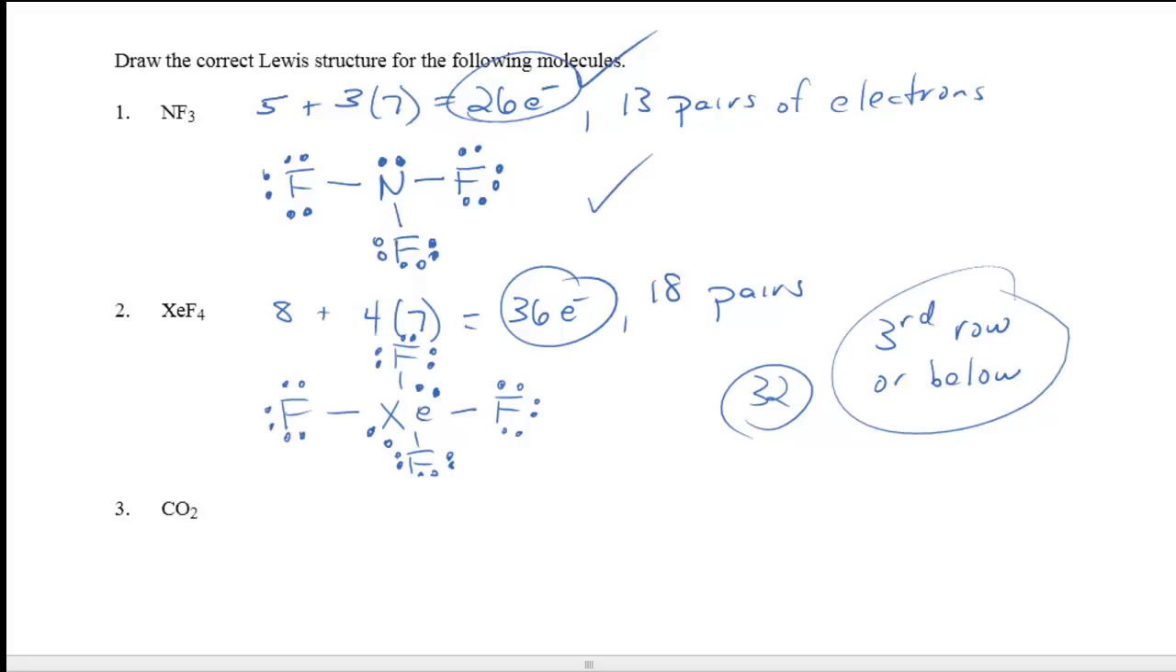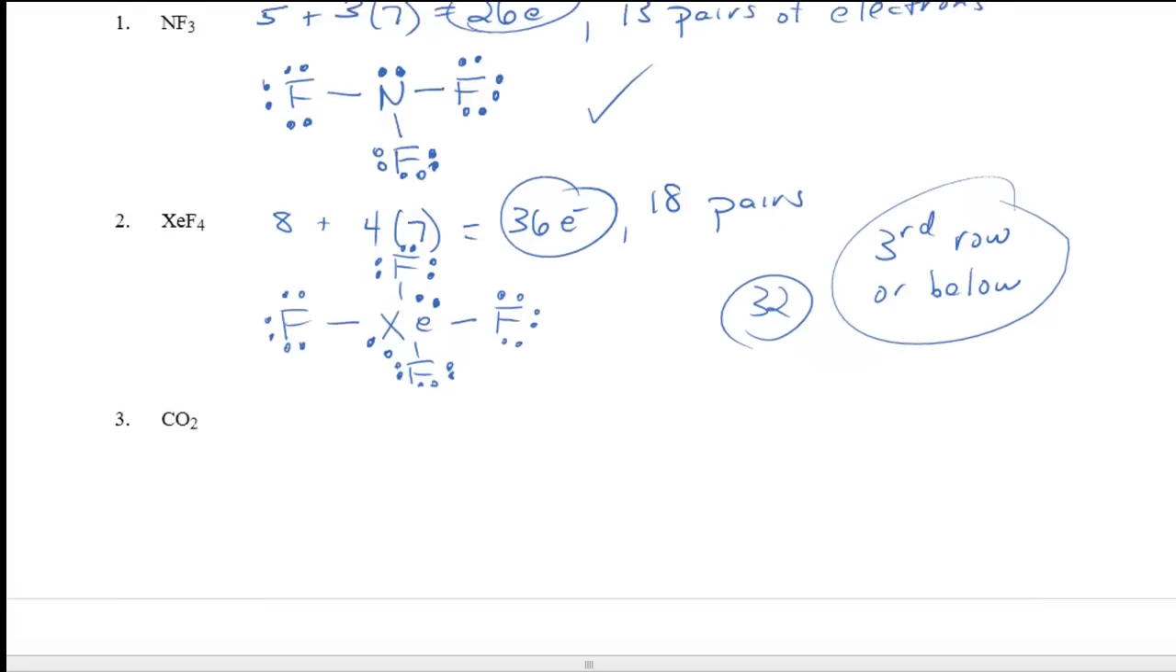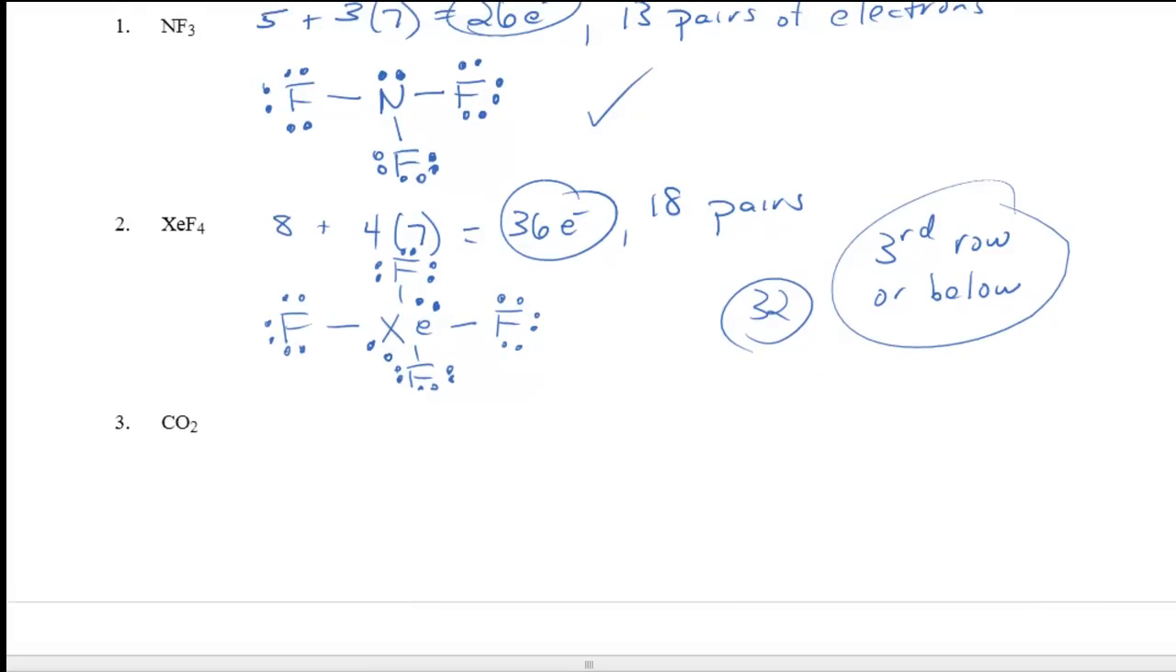All right, so the last one, carbon dioxide. So, carbon's in group 4 or group 14. So we count the dots. First rule, valence electrons. 2 oxygens. Oxygen's in group 6 or group 16. 6 valence electrons. That adds up to 16 or 8 pairs.